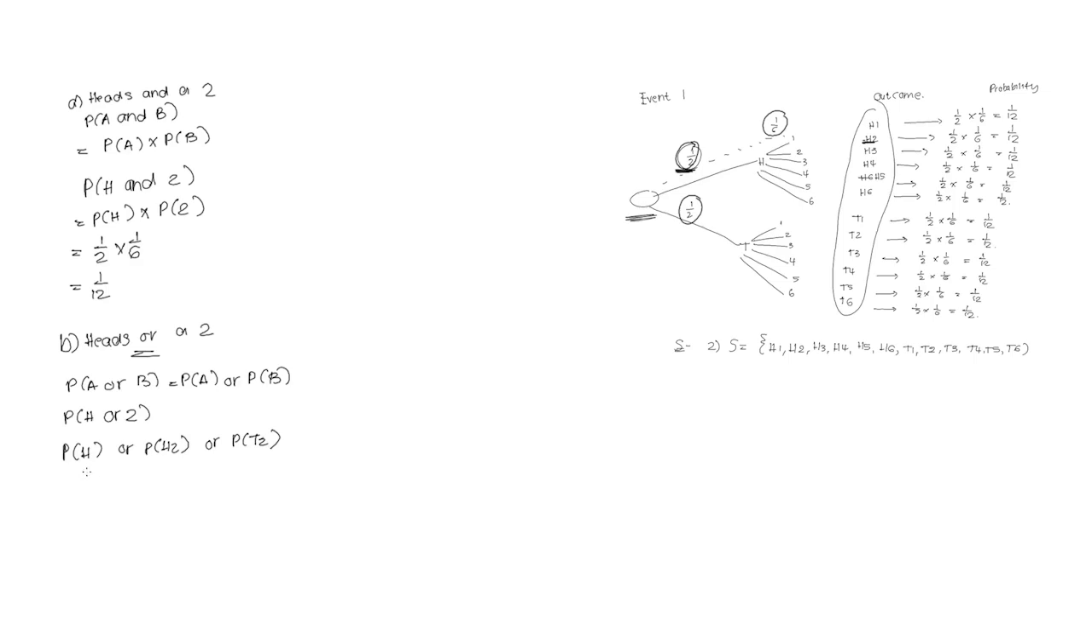So the probability of tossing a heads is a half. The probability of tossing a heads and rolling a 2 is a sixth. And lastly, the probability of tossing a tails and rolling a 2 is also a sixth. If we add each of the individual probabilities, we get a final answer of 5/6.